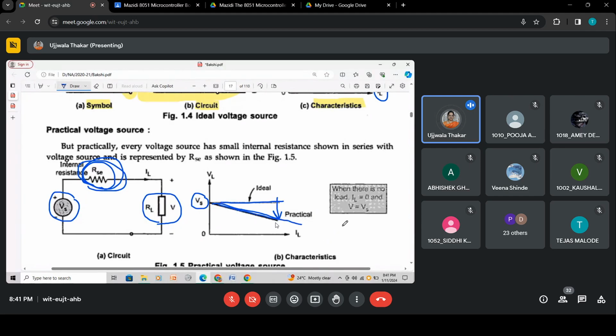So this is a practical voltage source. When there is no load, I is equal to 0. These are the practical voltage characteristics. So there are only two sources, voltage source and current source, and again there are two types, practical source and ideal source. So we have seen the voltage source.